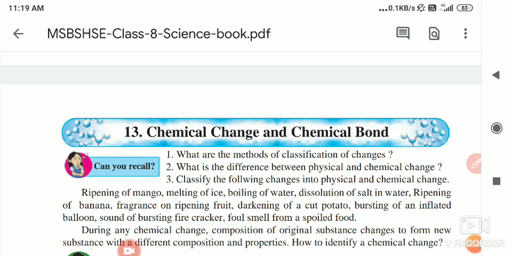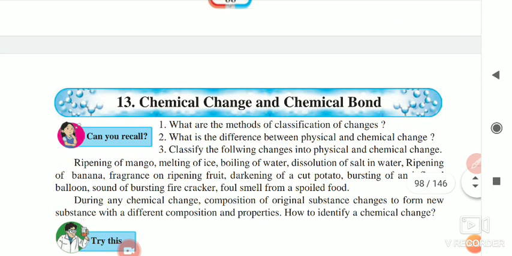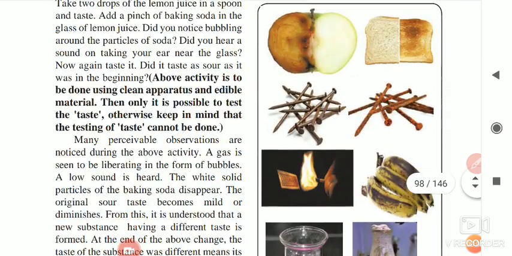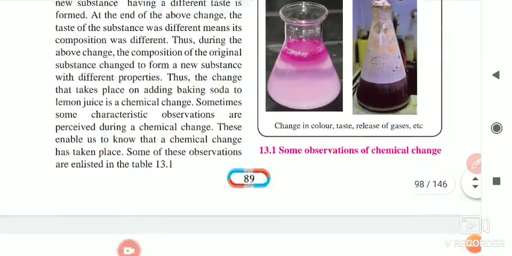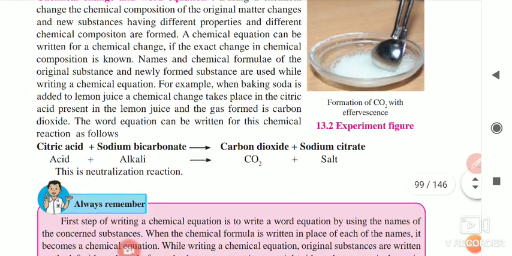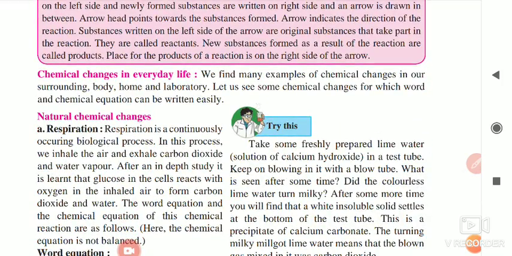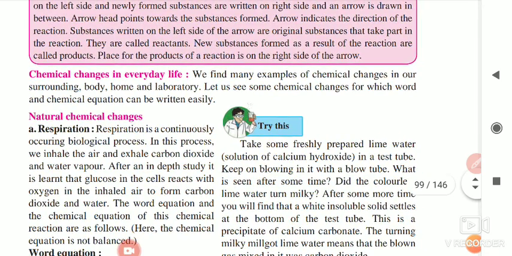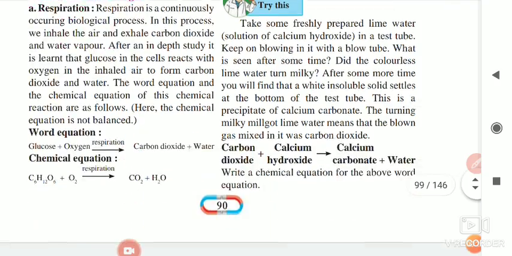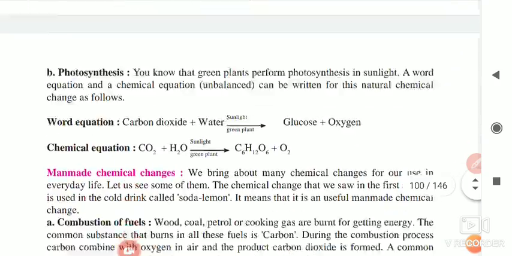Hello students, lesson number 13, chemical change and chemical bond. Under this lesson, we saw the different types of chemical changes. Inside it, some are natural and some are artificial chemical changes. I told you the natural chemical change, the example of which is respiration and photosynthesis.